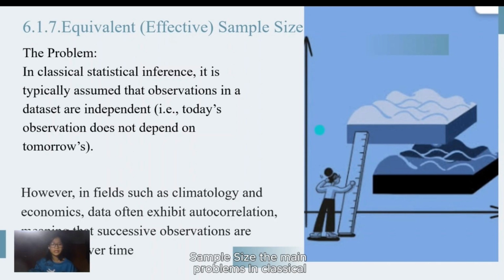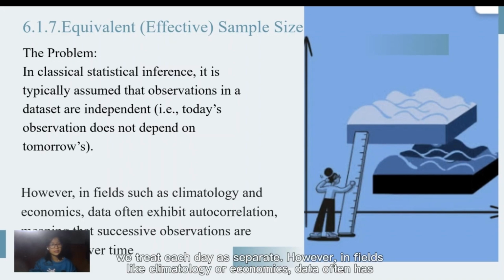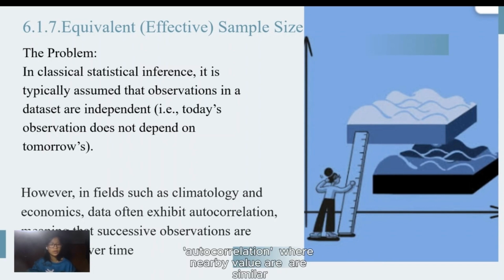The main problem in classical statistics is that we assume observations in the data are independent, meaning one value doesn't affect the others. For example, when measuring temperature, we treat each day as separate. Whether in fields like climatology or economics, data often have correlation where nearby values are similar. For instance, if today's temperature is high, tomorrow may be too. This means the data has less independent information, leading to error if we use the standard formula.